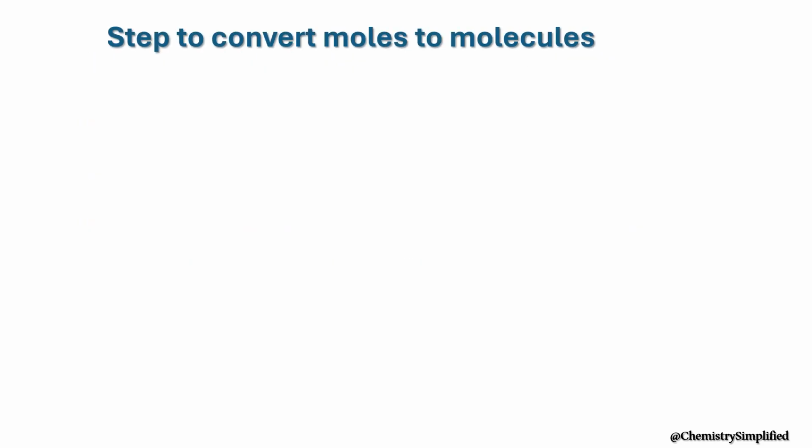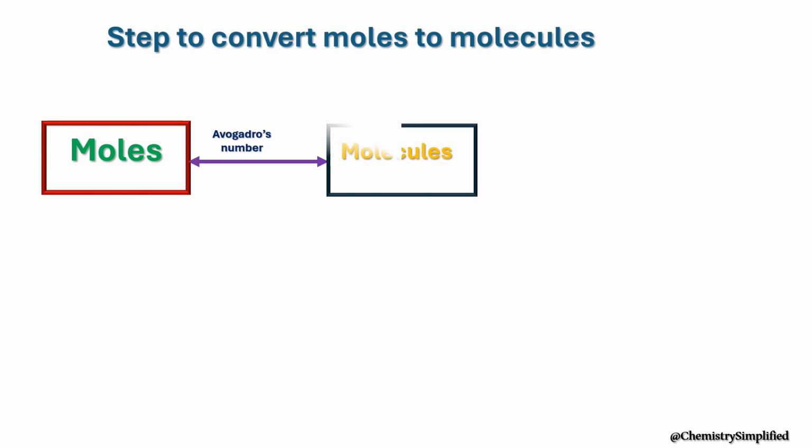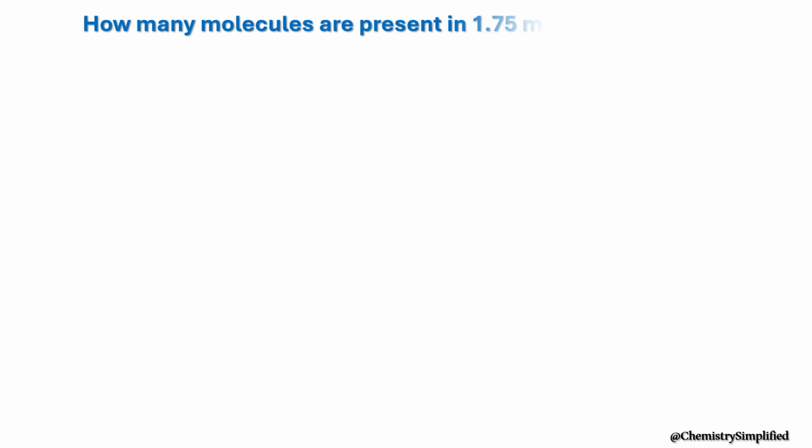Let's now look at the steps to convert moles to molecules. So let's say if we were given moles, we would multiply by Avogadro's number in order to get molecules. So let's look at an example. How many molecules are present in 1.75 moles of water?